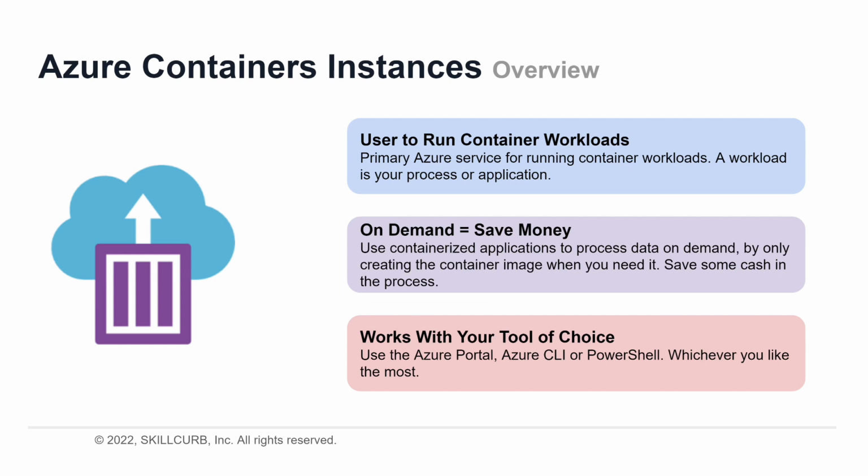Azure Container Instances is the primary service on Azure for hosting and running your workloads in a container. Workload is another word for process, application, or any other compute function that you might have. With ACI, you can run your containers, meaning run the application inside of the container, without managing any virtual machines. You can use containerized applications to process data on demand by only creating the container image when you need it. Spin up the instance, process your data, and then shut the container down again. This will both save money and resources. And this is all done through the Azure portal, the Azure CLI, or PowerShell. It is quick and relatively simple to use.